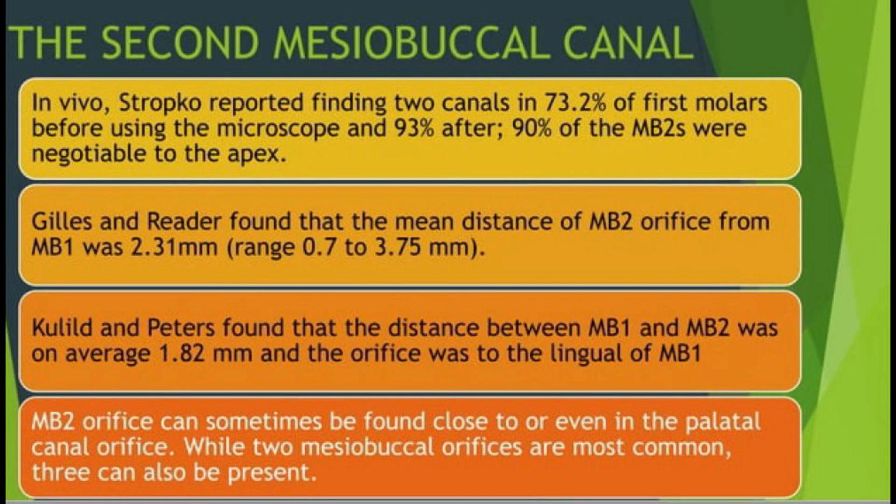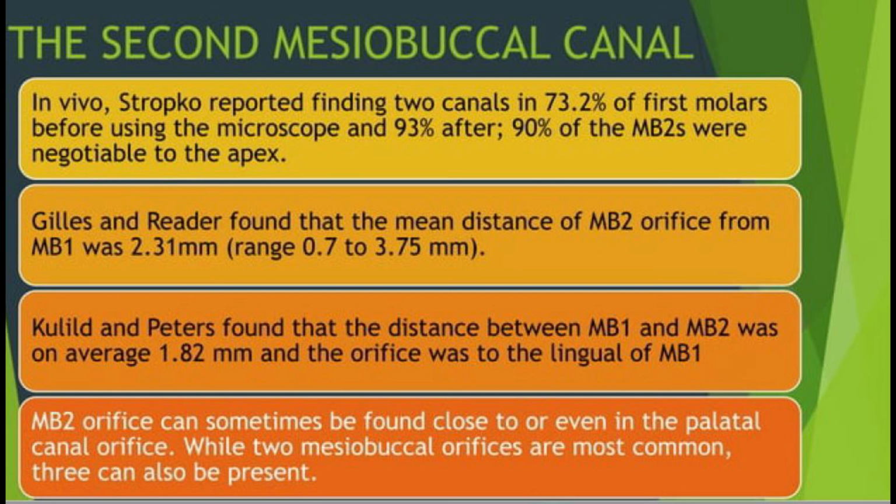A second mesiobuccal canal is present. Stropko reported finding two canals in 73% of the first molars before using the microscope and 93% after using the microscope. The mean distance of the mesiobuccal 2 orifice from the mesiobuccal 1 orifice was 2.3 mm. The distance between the MB1 and MB2 was on average 1.82 mm, and the orifice was to the lingual of the MB1.